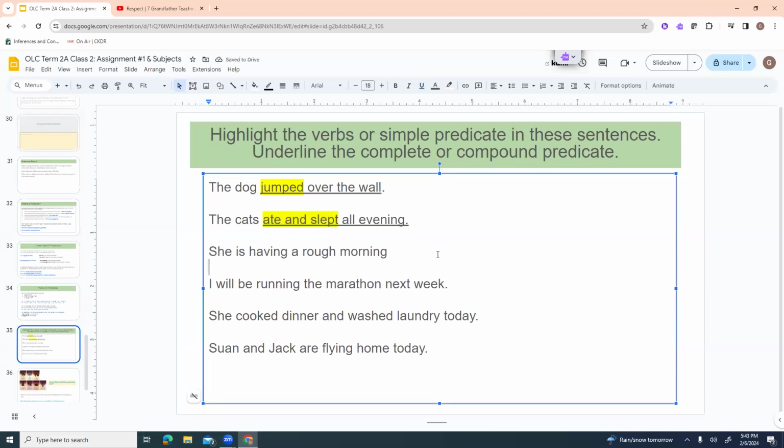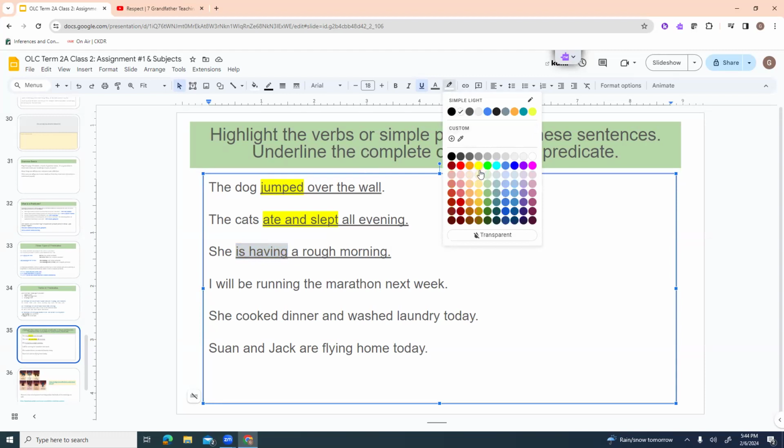She is having a rough morning. So everything that starts with the "is" going on to the end is my predicate. Oh, and this one forgot the period. Sorry, that's me. "Is having" is our verb. Sorry, it's kind of fussy.